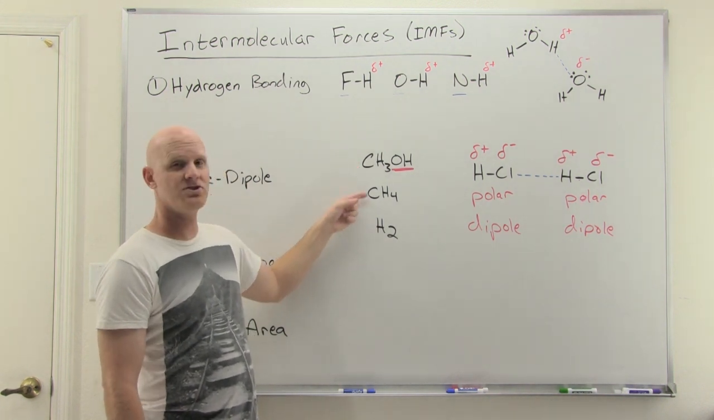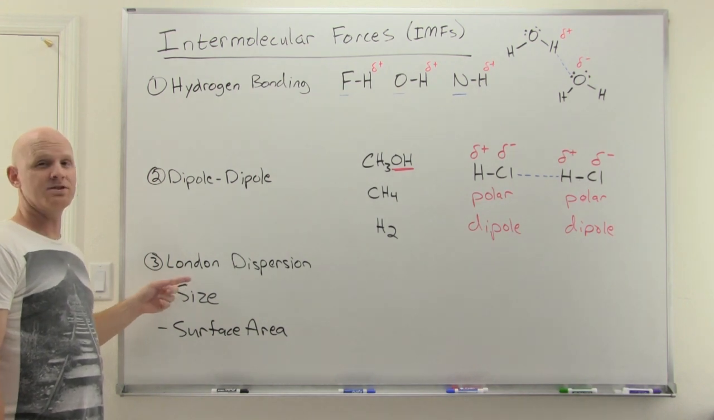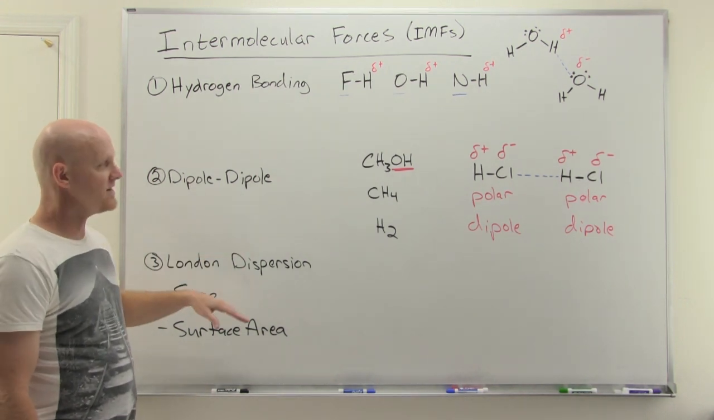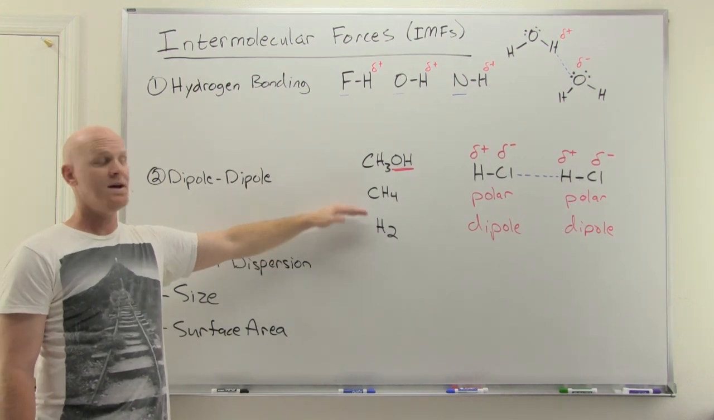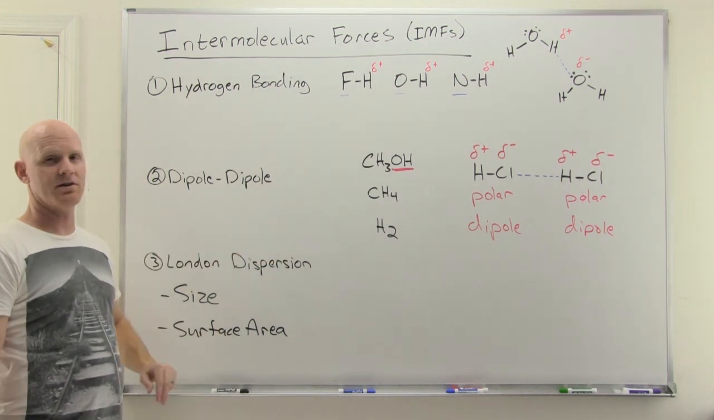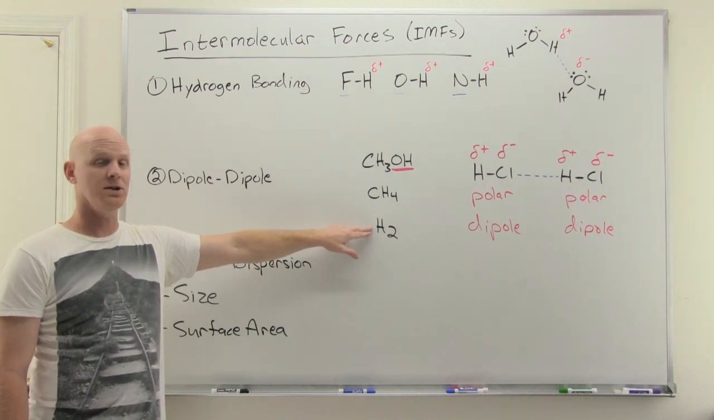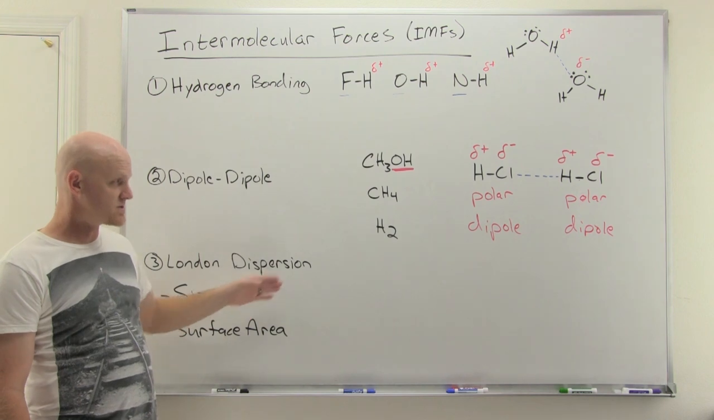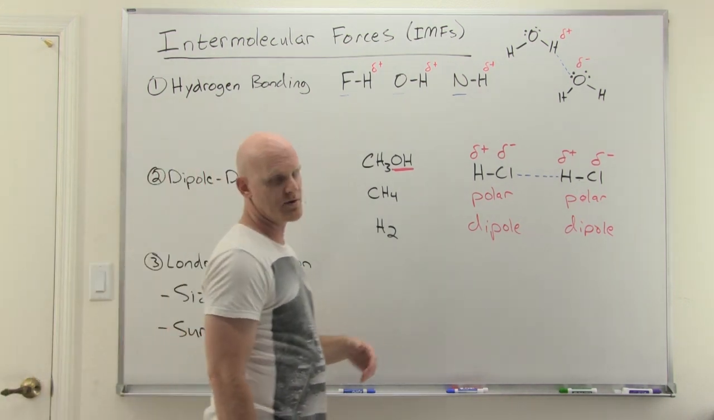But CH4 and H2 both are nonpolar, and the only intermolecular force they have is London dispersion forces. But it's totally size dependent. CH4's molecular weight is 16, H2's is 2, and CH4 has a much bigger surface area as well. And so due to its smaller size and surface area, H2 has significantly lower London dispersion forces than methane in this case. And so it'd have the weakest overall intermolecular forces.